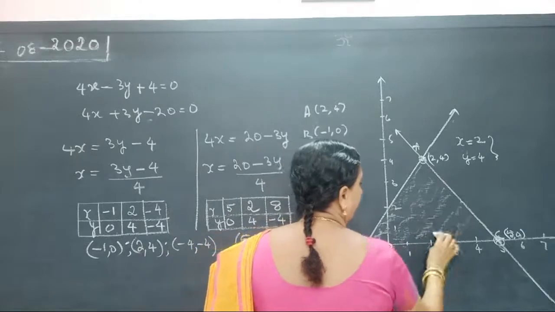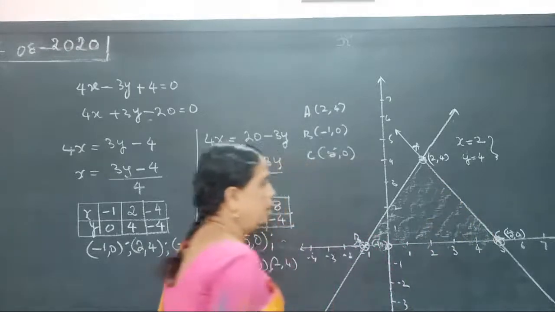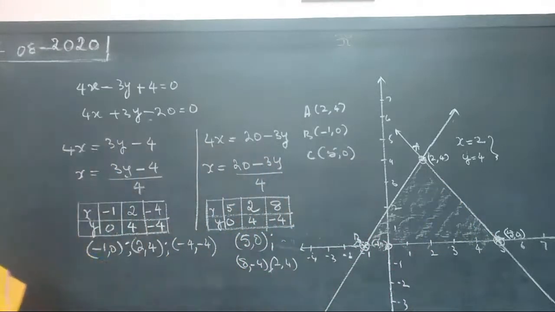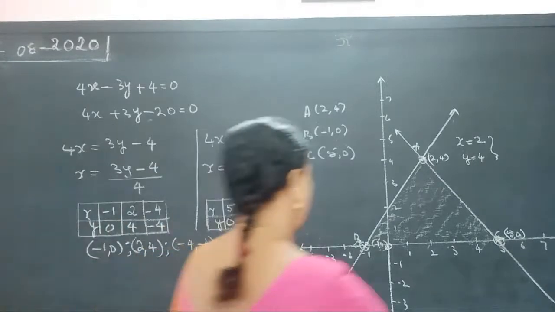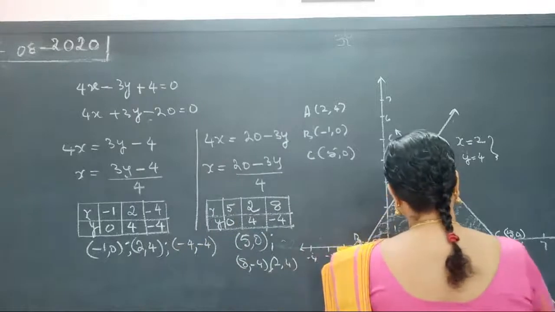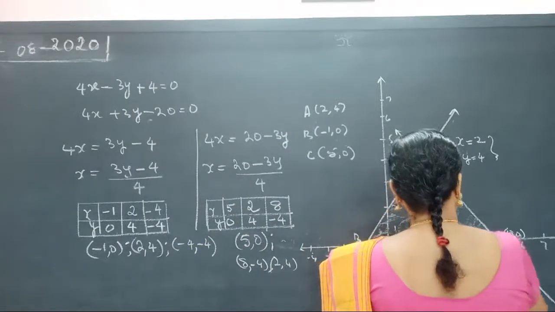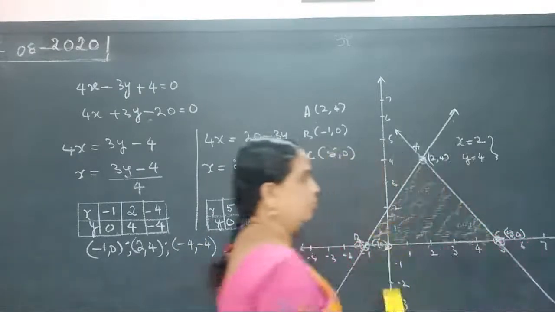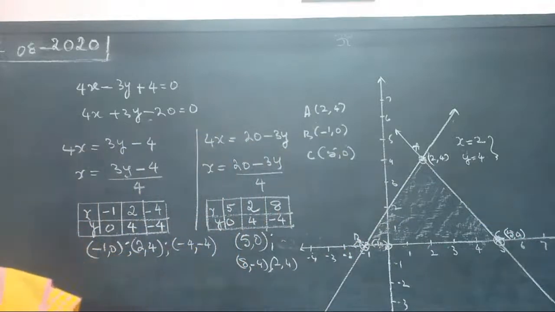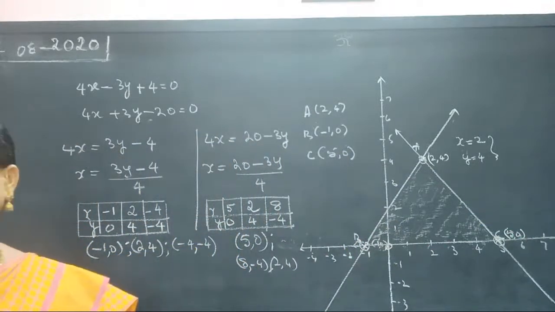Come on, calculate and give me the answer. The area bounded by two lines and the x-axis. What is the area of the triangle?